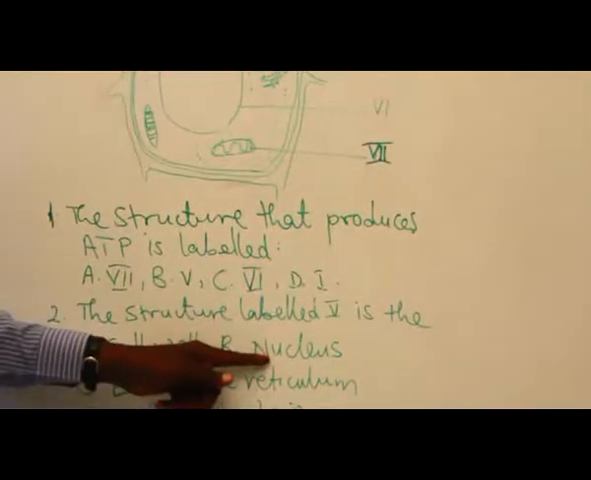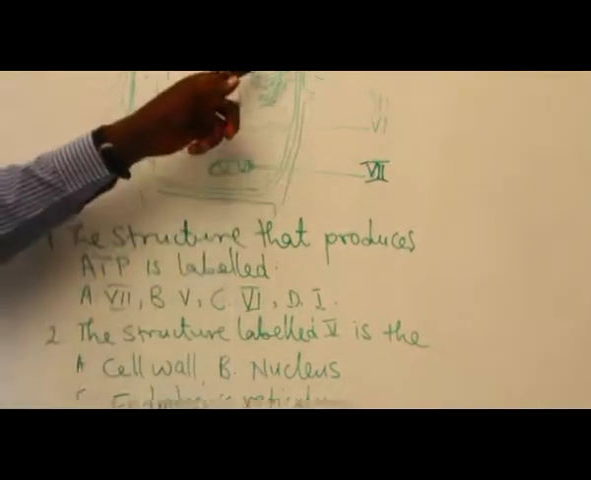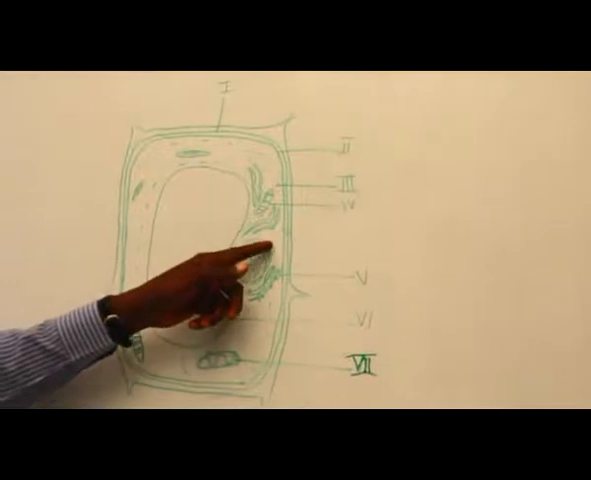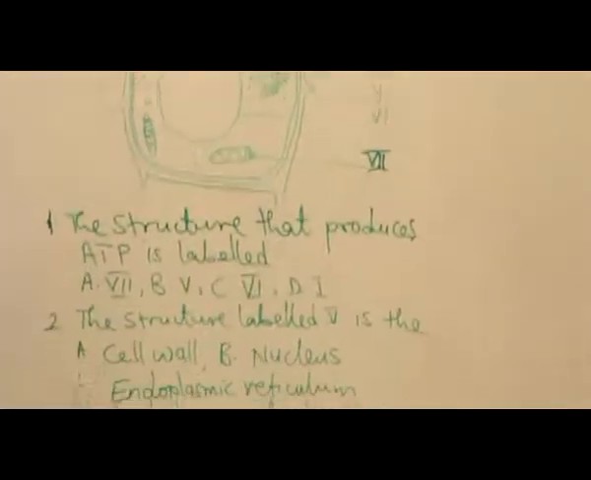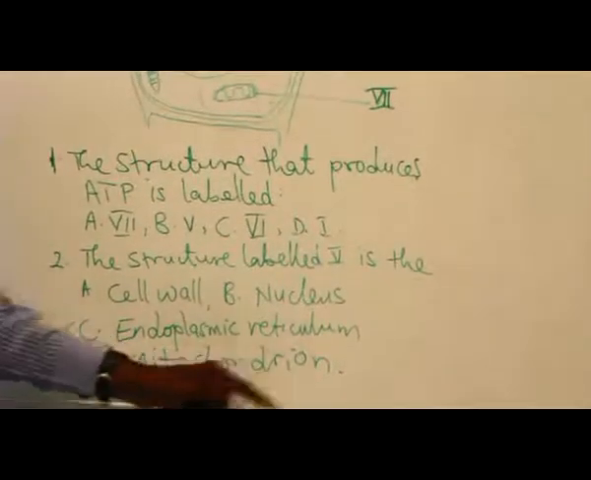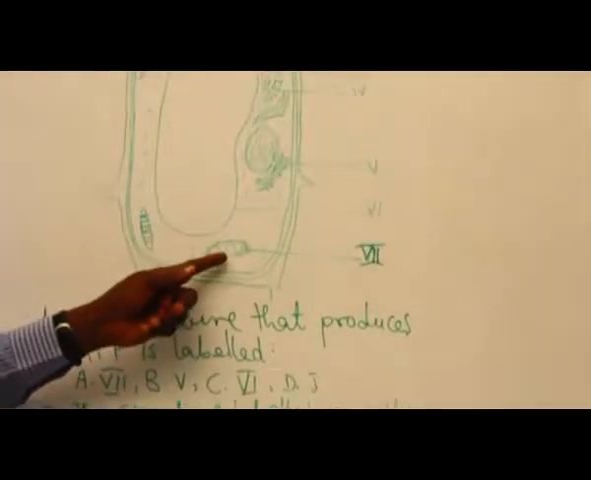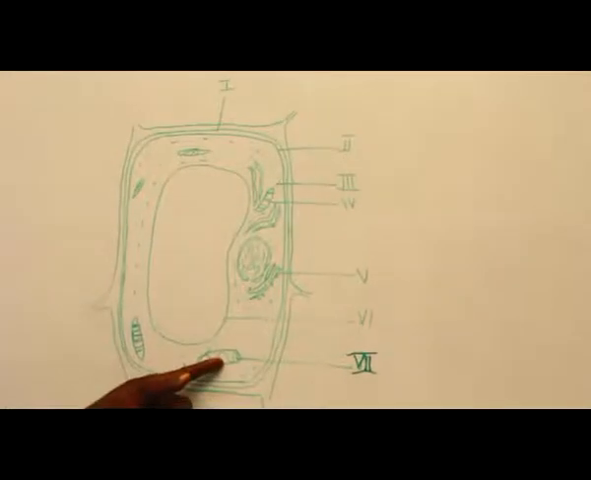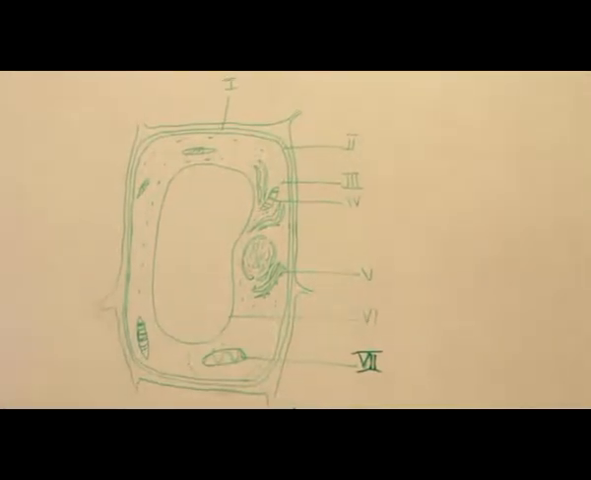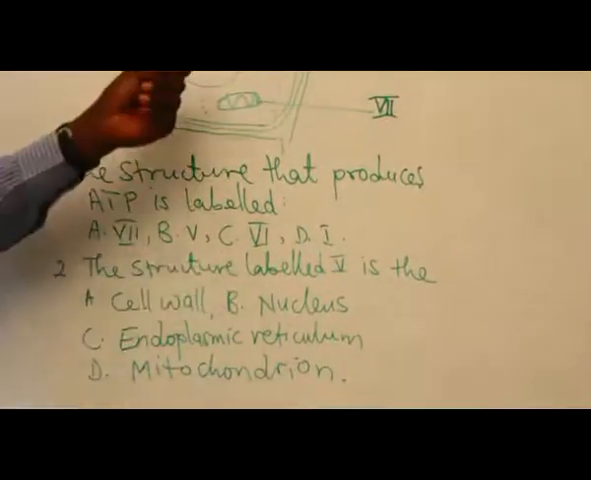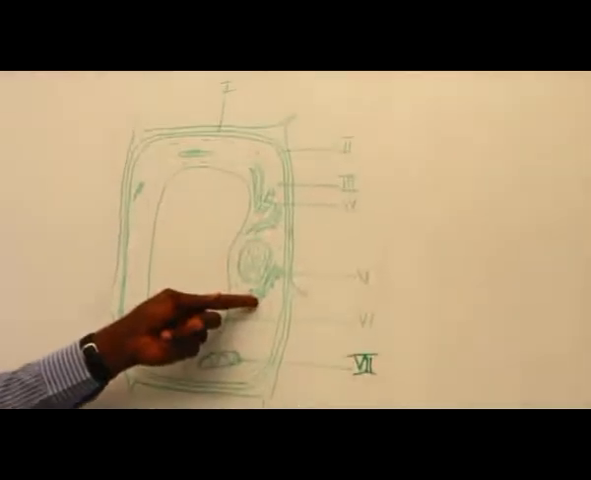Can we call it nucleus? Answer is no, because the nucleus is here. This is the nucleus with the chromosomes inside. Is it mitochondrion? Well, I told you earlier on this is the mitochondrion where energy is produced, ATP, during respiration. Now, we are left with option C, endoplasmic reticulum. Yes, that's the answer.